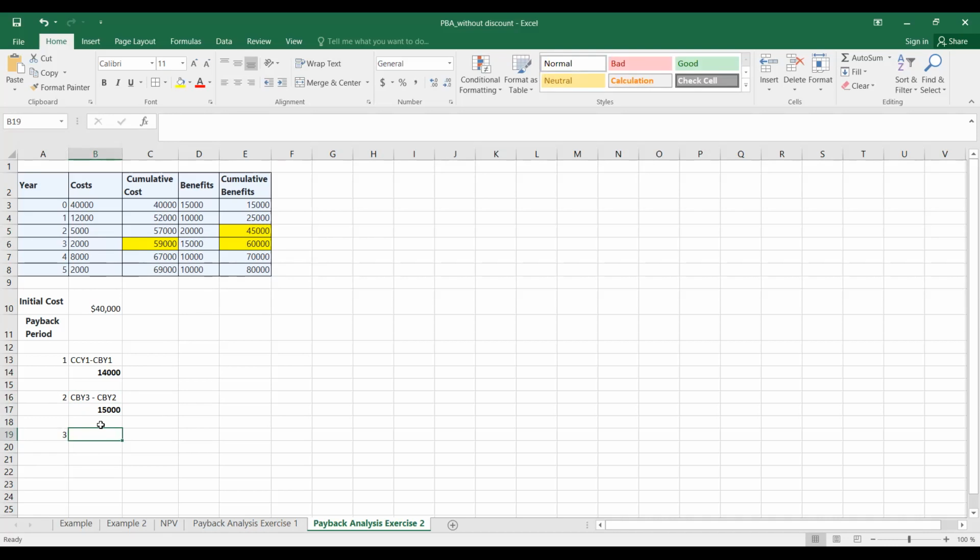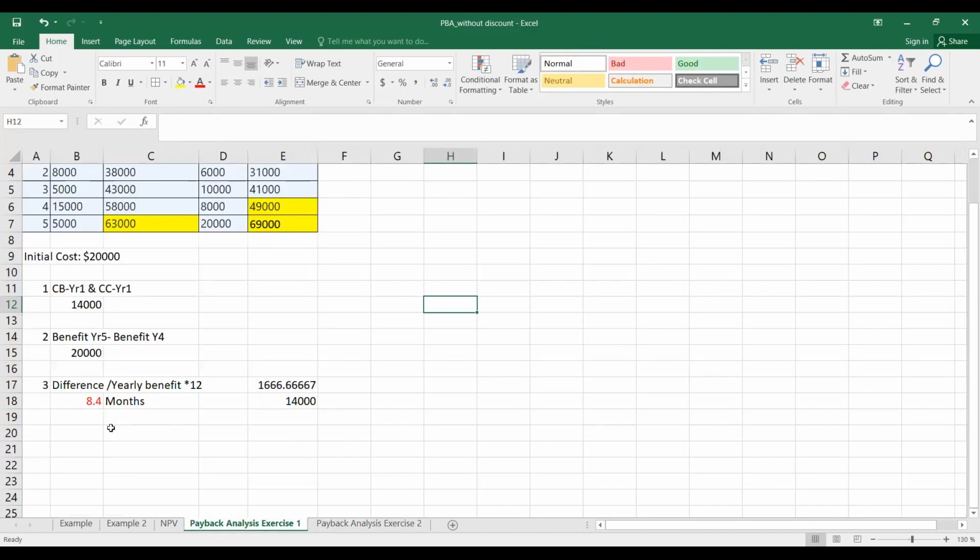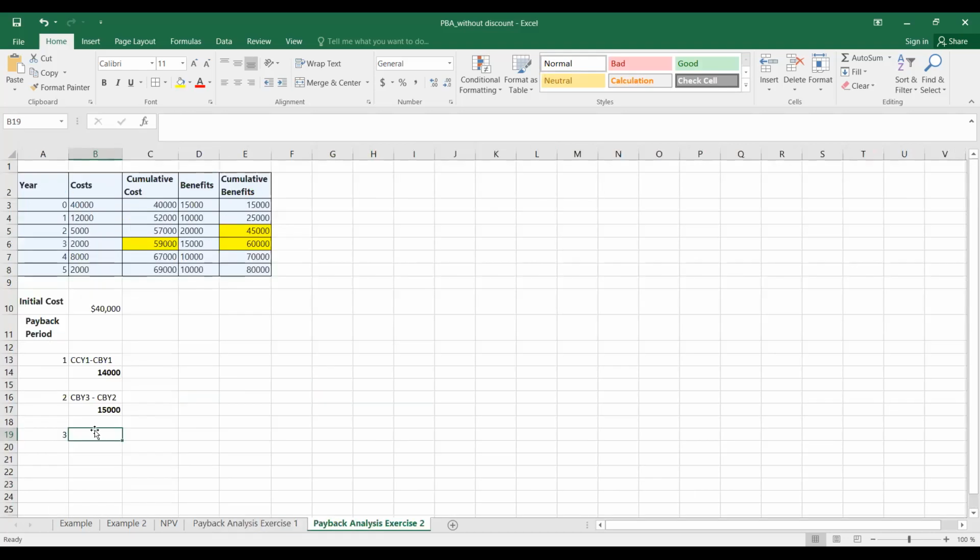Now, once you have that, the final stage is we'll go and see what is our payback period. To do that, what you're going to do is you will use this: the difference minus the yearly benefits multiplied by 12. So your difference in this case is 14,000, and then you will divide it by your yearly benefit, which is $15,000, and then multiply by 12.